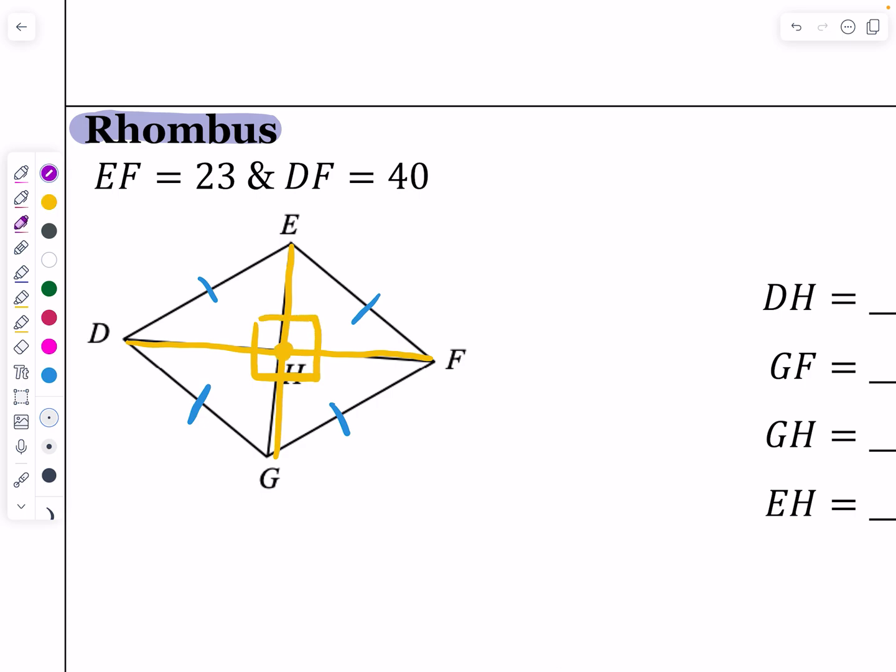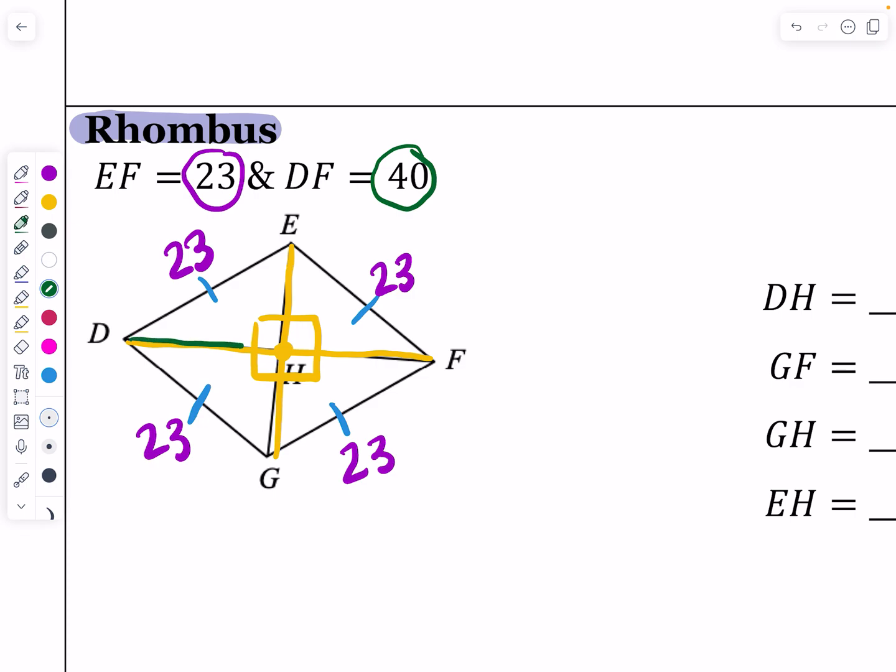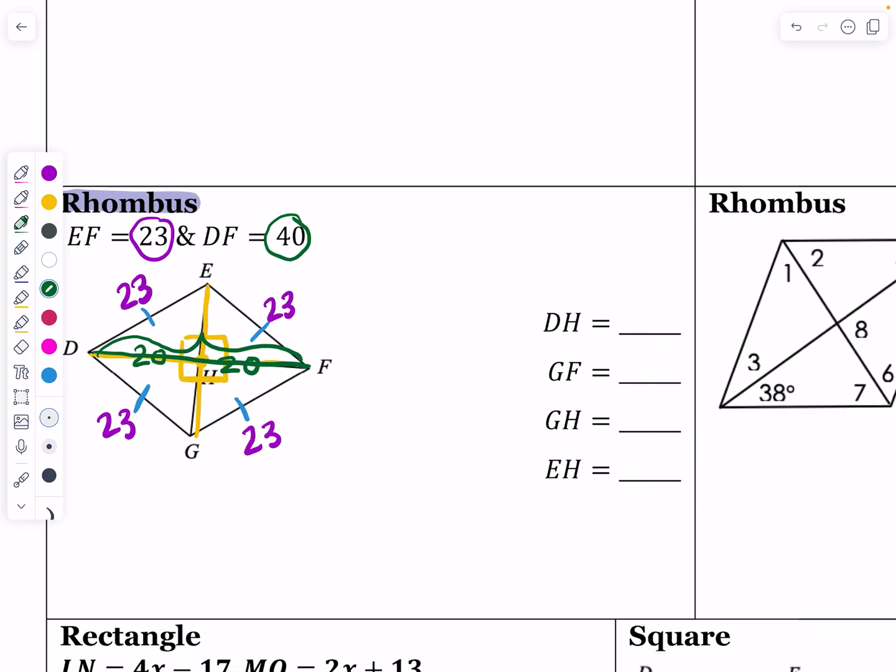So they tell me E to F is 23. What else is going to be 23? All of these pieces are going to be 23, all the way around. Then they tell me that DF, all the way across, this full diagonal is 40. If that full diagonal is 40, then each individual piece is going to be 20. So the whole thing is 40, but each individual piece is 20.